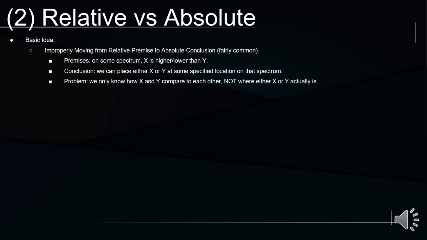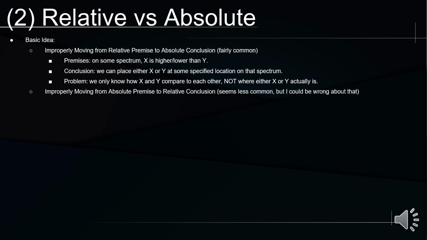Of course, the problem with this is that we only know how X and Y compare to each other, not where X or Y actually is. Notice our premises don't tell us that. They only tell us where X and Y are relative to each other, not where either one of them is. The second variation is just sort of the mirror opposite of this. It's where they improperly move from an absolute premise to a relative conclusion. And in my assessment, this seems less common, but I could be wrong about that. So feel free to fact check me if you want to. But this at least seems to be less of an issue for you guys than the first one.